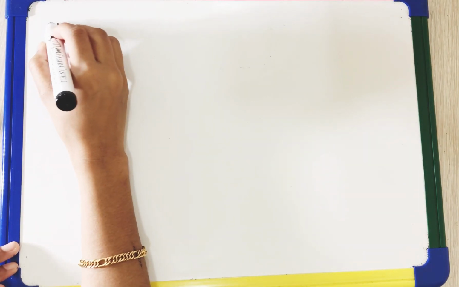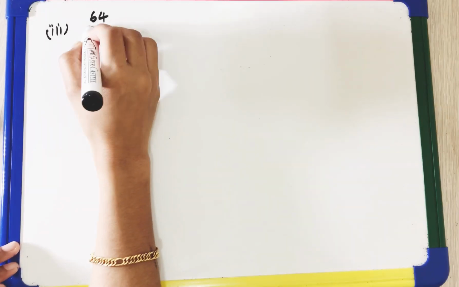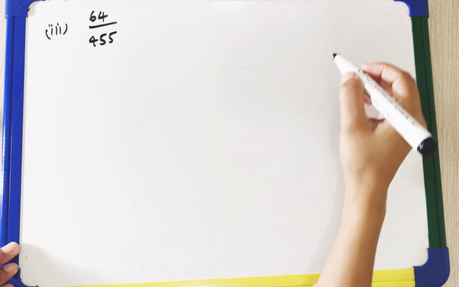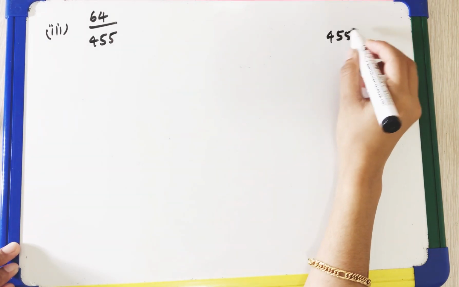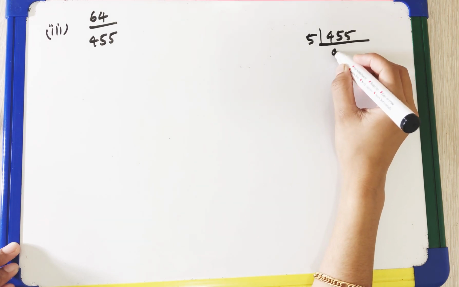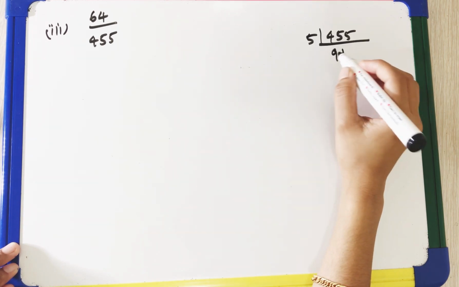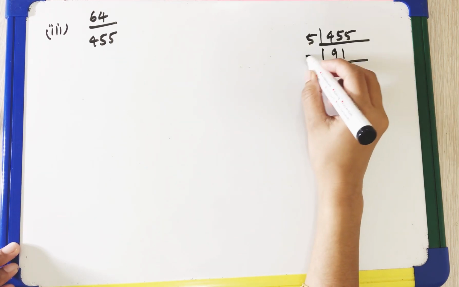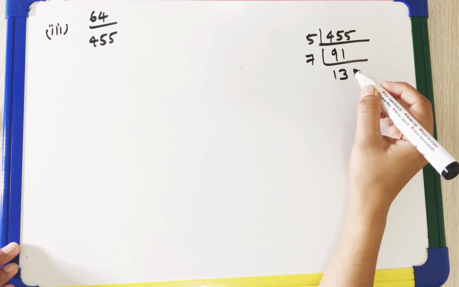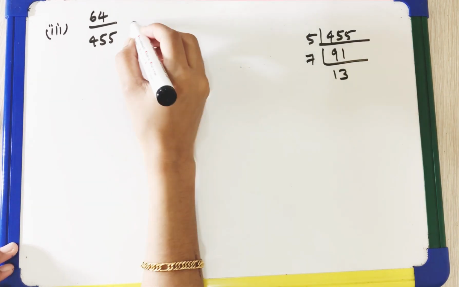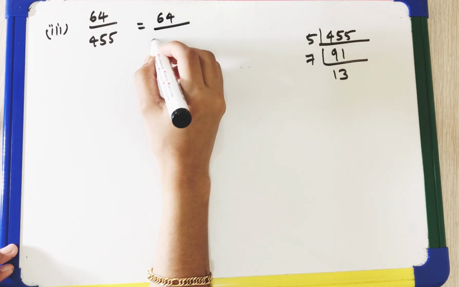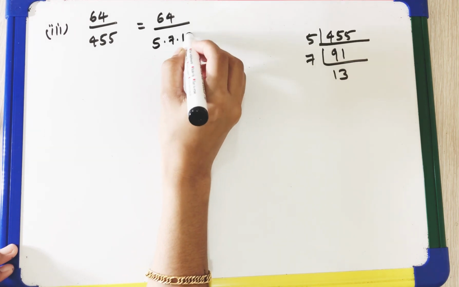Third question is 64 by 455. See the factorization of 455. 455 is 5 times 91, and 91 is 7 times 13. Here we can write 64 by 5 into 7 into 13.